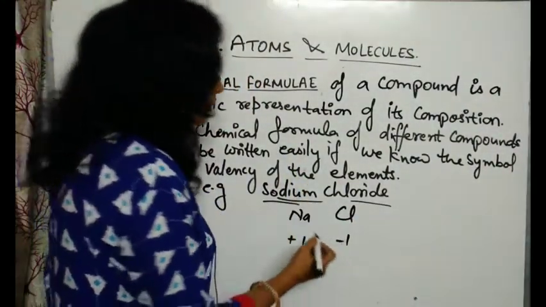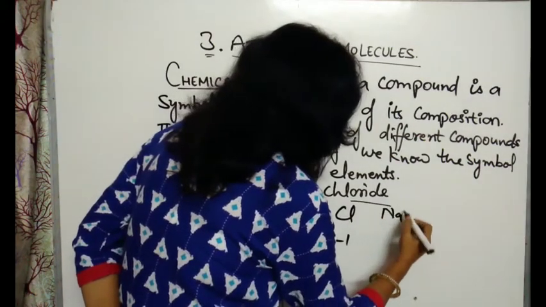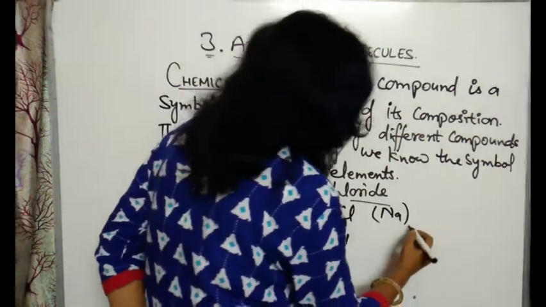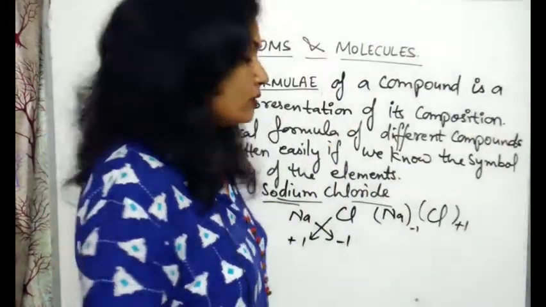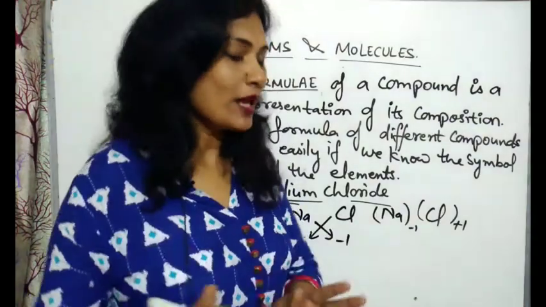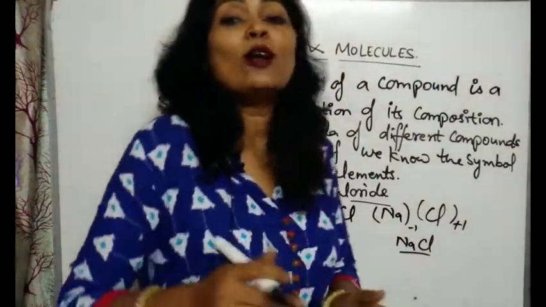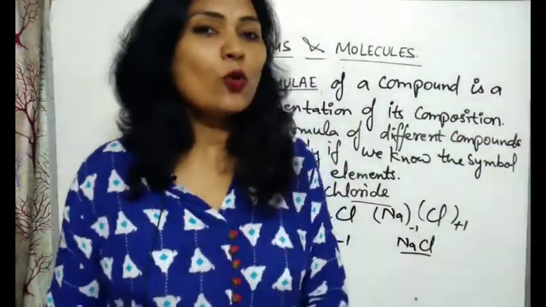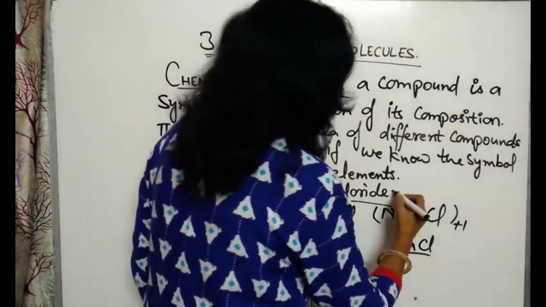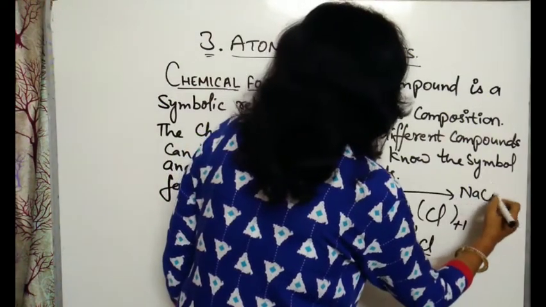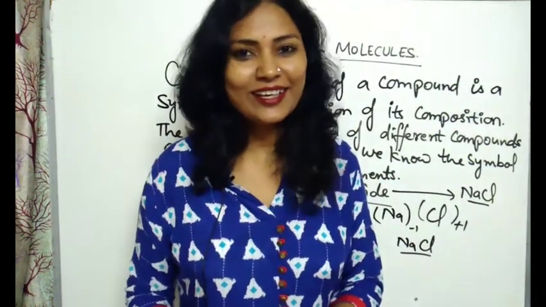Now the third step: we will cross the valency. Cross the valency and we'll write Na here, so 1 goes here and Cl gets 1. Now, next step, we will ignore the minus and plus, and we will write NaCl and ignore the 1 also. If 1 is present, then ignore that 1. So our formula becomes NaCl. Okay, so sodium chloride's formula is NaCl.